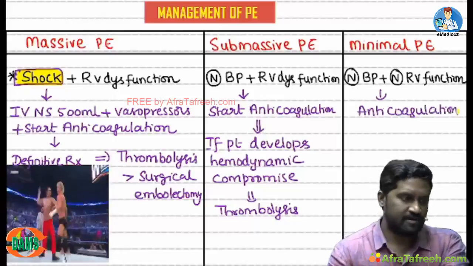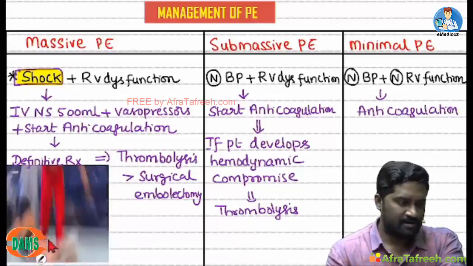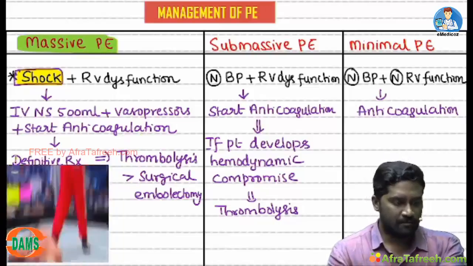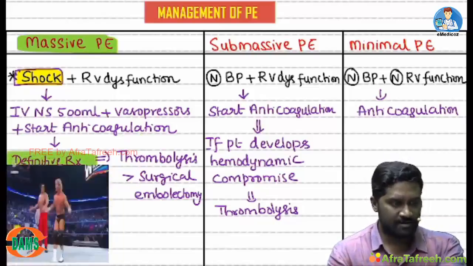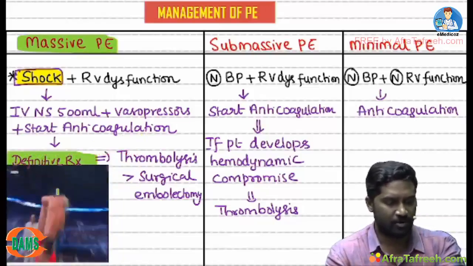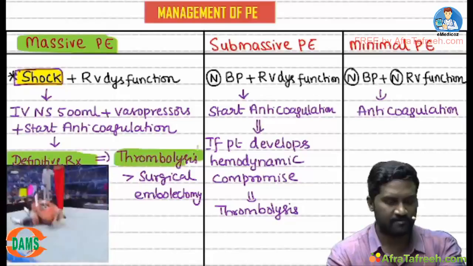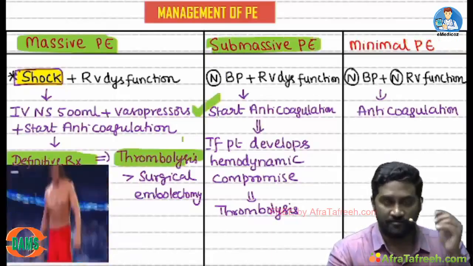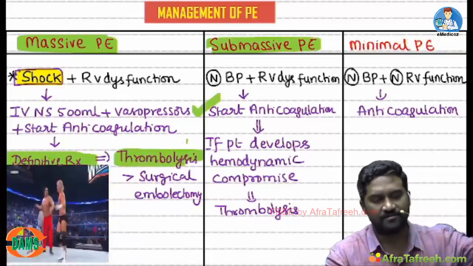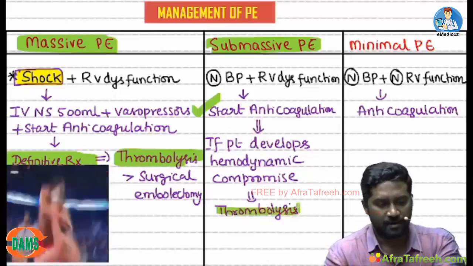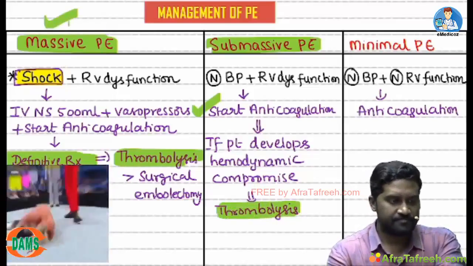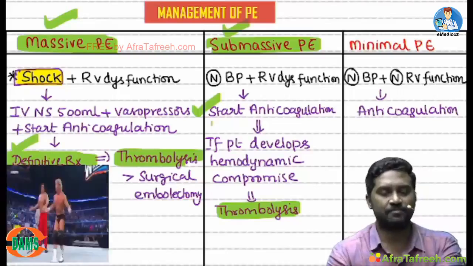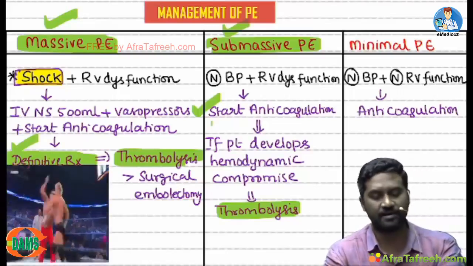Students, you will be frequently confused between the management of massive pulmonary embolism and submassive pulmonary embolism. In massive pulmonary embolism, definitely in majority, what should be done? The thrombus should be broken down, thrombolysis. Whereas in submassive pulmonary embolism, you start anticoagulation. If the patient is improving with anticoagulation, it is sufficient. If he is not improving, then only thrombolysis. So in massive, definitely in majority.